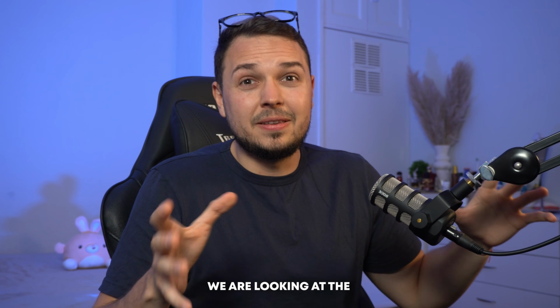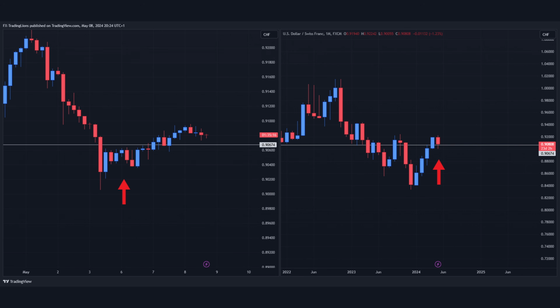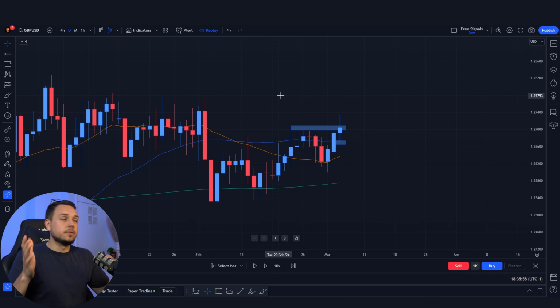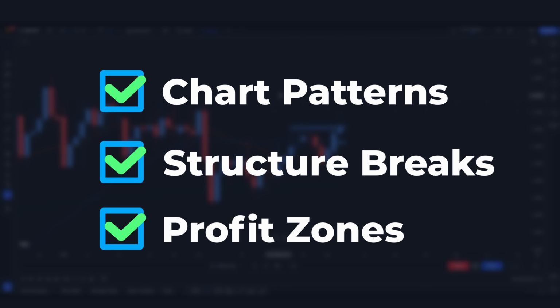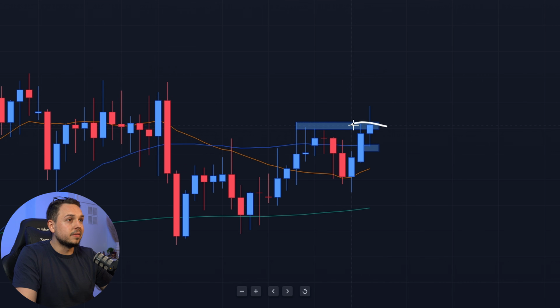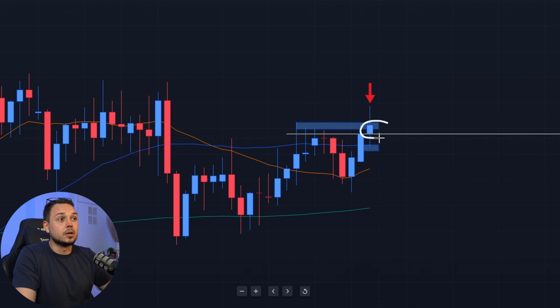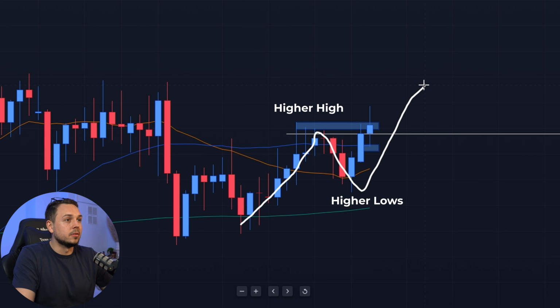Remember, the main reason we're looking at the higher time frames is because price action is respected a lot more by institutions on the higher time frames rather than the lower time frame. So on the daily time frame, you're looking for potential chart patterns, breaks of structure, and potential profit zones. In this case, we can see that there was a trade breakout just over here. This was the previous area of resistance, and this new candlestick closed higher, which is typically a great trade opportunity to buy. And we can actually see the higher highs and higher lows on the daily time frame.